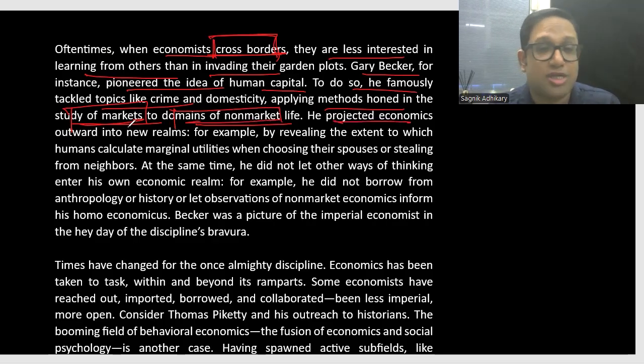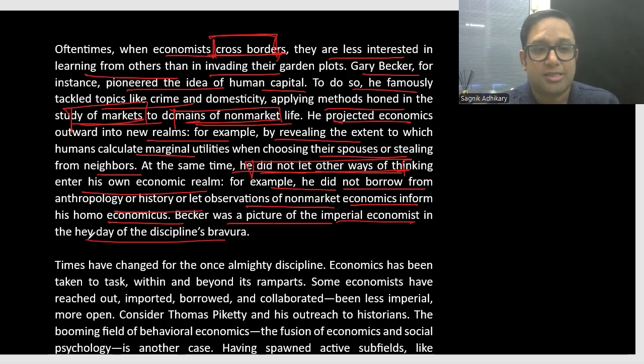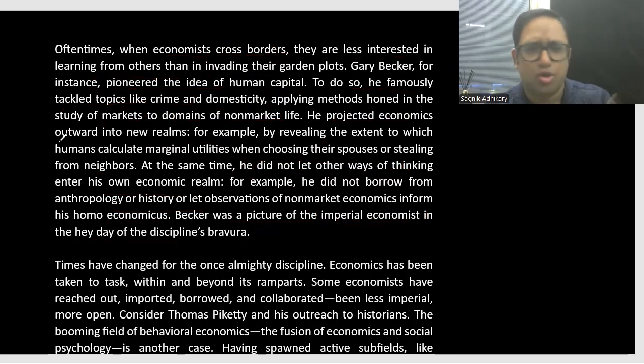So study of markets or economic aspects, applied them to domains of non-market life, non-economic aspects, one could say. Projected economics outward into new realms, for example, by revealing the extent to which humans calculate marginal utilities when choosing their spouses or stealing from their neighbors. At the same time, he did not let other ways of thinking enter his own economic realm. For example, he did not borrow from anthropology, history, let observations of non-market economics inform his Homo economicus. Becker was a picture of the imperial economist in the heyday of the discipline's bravura. The imperial economist is the imperial outlook of economy.